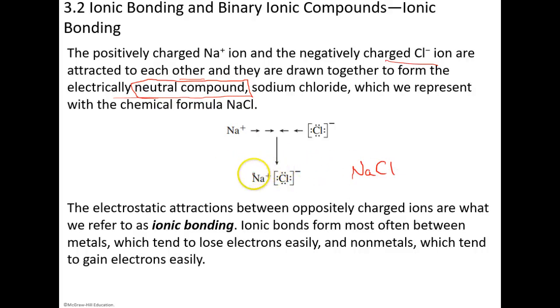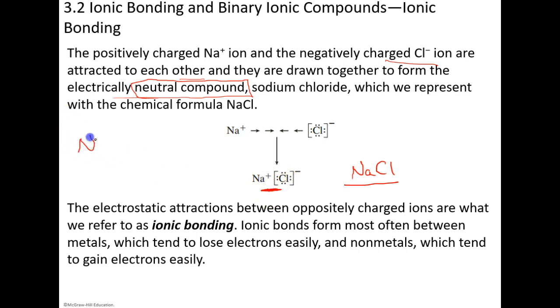Writing it with the charges is a little bit inaccurate. You do not have the charges still. This is how you write the formula. The electrostatic interaction between the oppositely charged ions is what we call an ionic bond. So this attraction right here is an ionic bond. They form mostly between metals and nonmetals, as we've already talked about. And it has to be neutral.